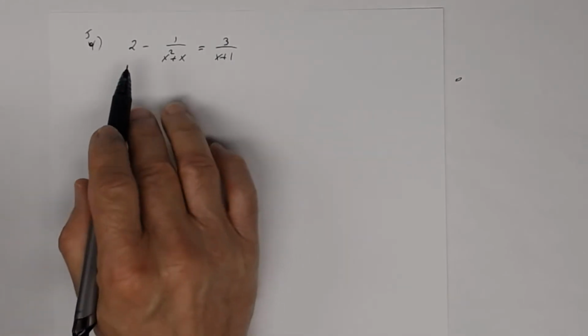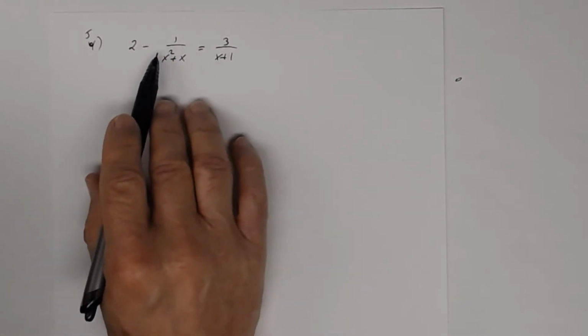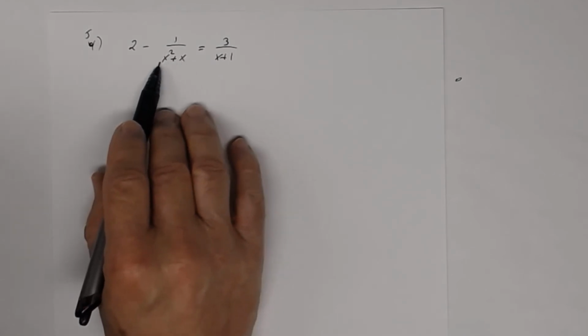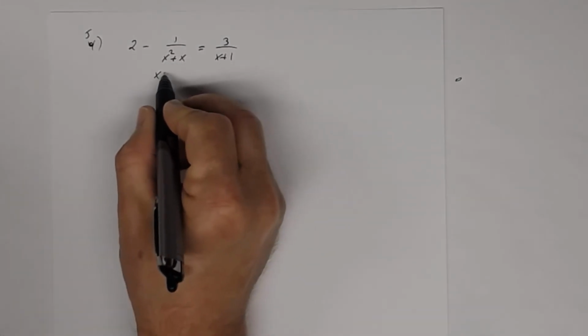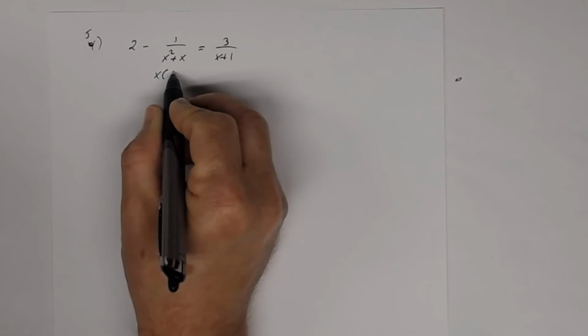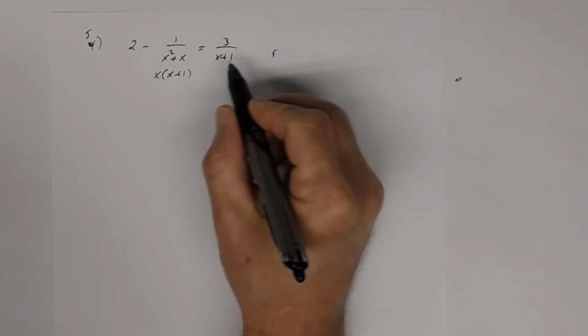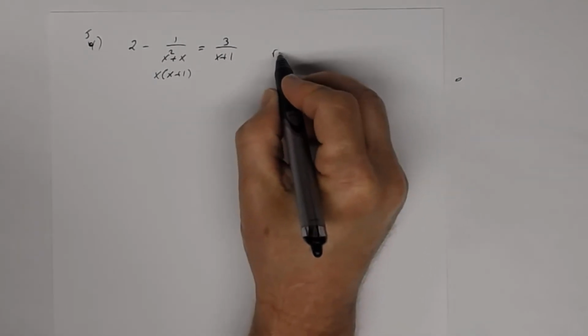Okay, so I had this rational equation. I want you to notice that to factor this denominator here, I'm going to have to factor out an x, right? So factor out the GCF. The GCF is x. I get x times x plus 1. And I cannot factor the other denominators, so now the restrictions.